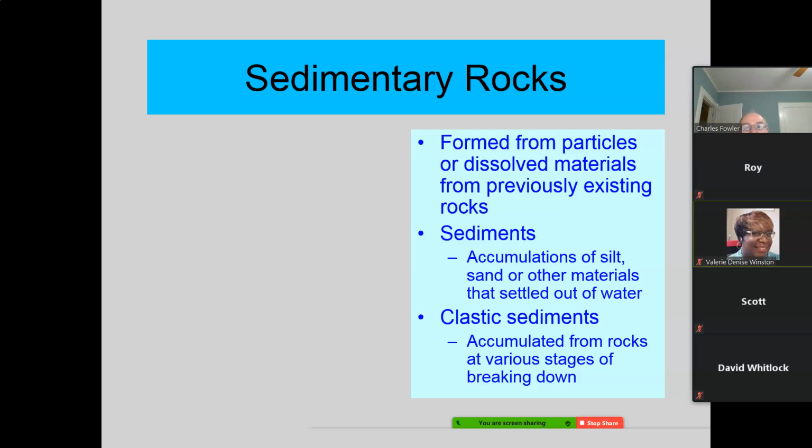Now, sediments. This is an accumulation. What do we mean by sediments? Accumulation of either silt, sand, or other materials that settled out of water. Most of the time, these sedimentary rocks fell out of water. Okay? Now, what do we mean by silt?